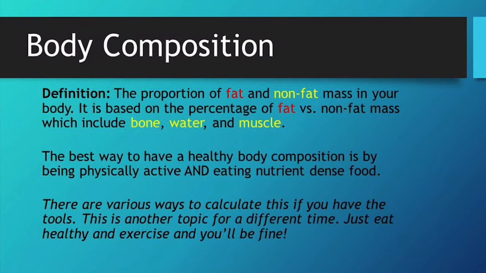And our fifth fitness component is body composition. Definition: the proportion of fat and non-fat mass in your body. It is based on the percentage of fat versus non-fat mass, which includes bone, water, and muscle. The best way to have a healthy body composition is by being physically active and eating nutrient-dense food. There are various ways to calculate this if you have the time and the tools, but this is another topic for a different time. Just eat healthy and exercise and you'll be fine.